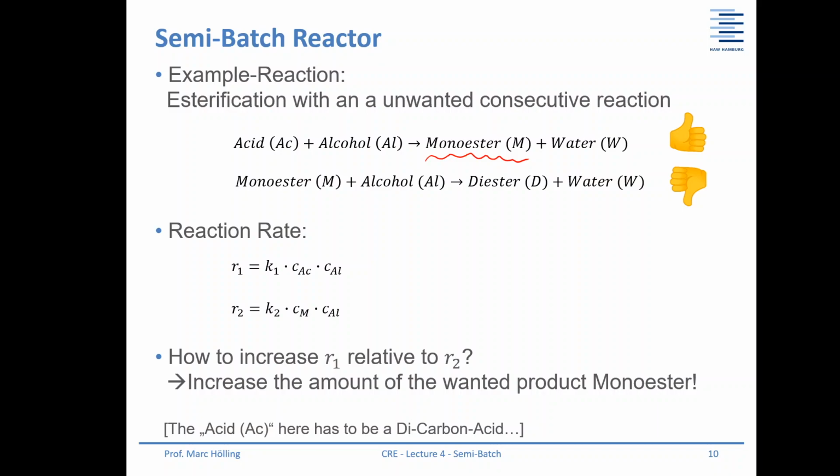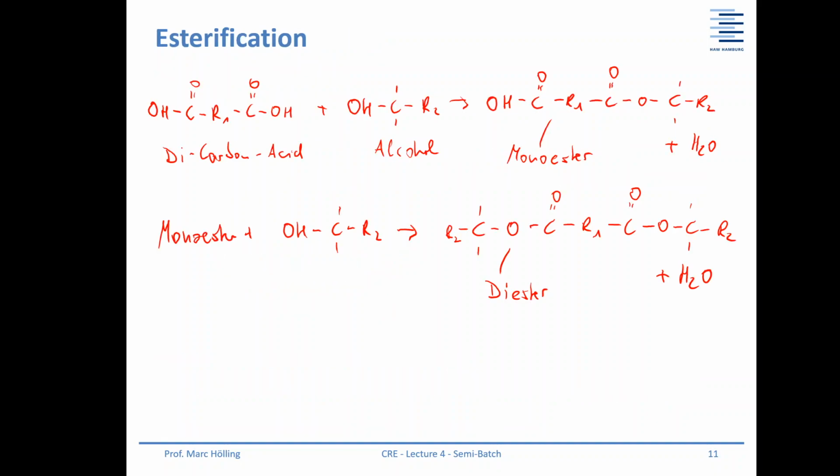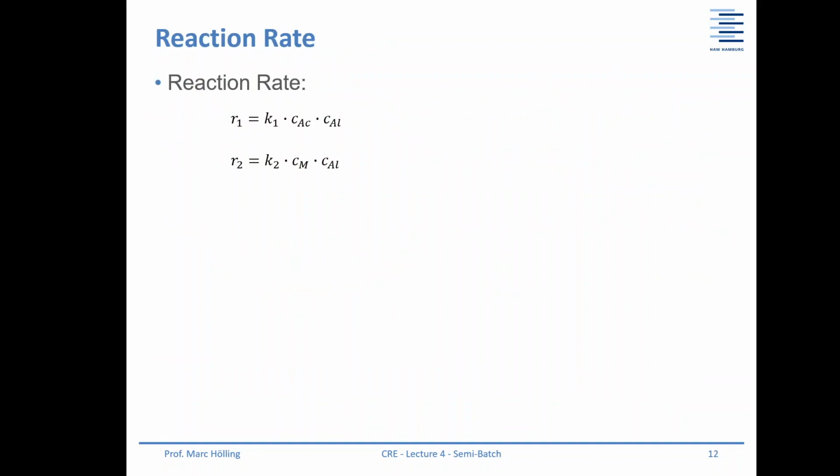Okay, and now the question is, what can we do to increase this reaction rate compared to R2? Because we want to have the monoester, we want this reaction to go up and this reaction to go down. So what can we do? Okay, let's think about it. We want this up and this down, so we want to play around with the concentrations. What can we do here?